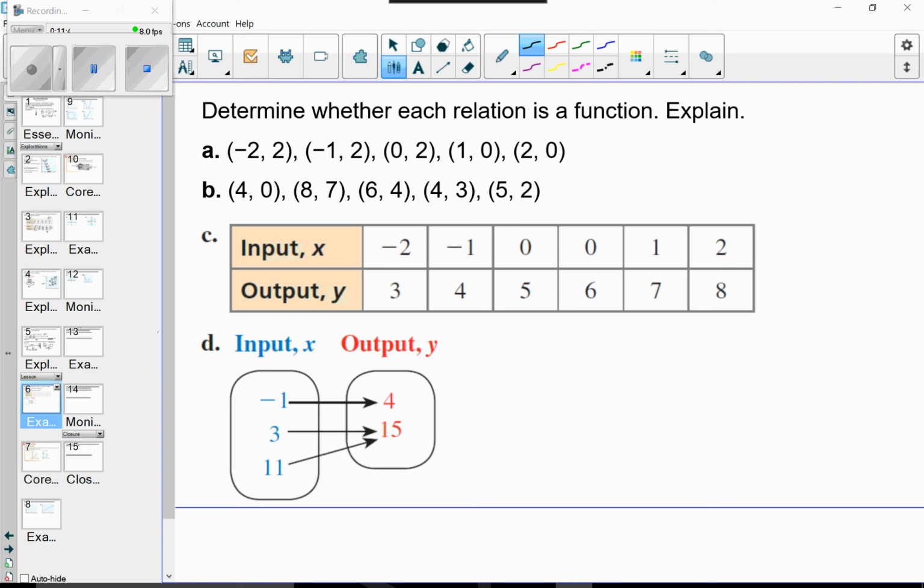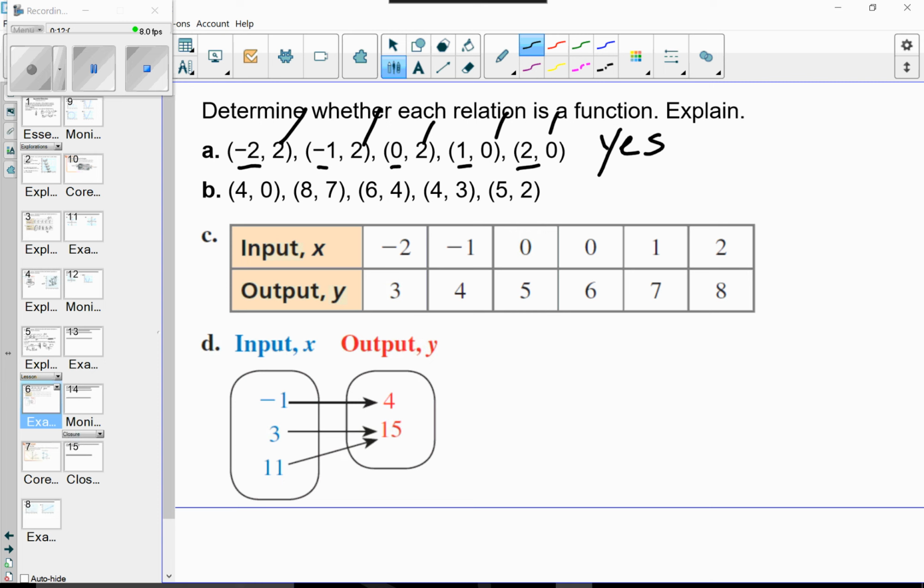Hopefully for letter A here, you realize this is a function. -2, -1, 0, 1, and 2. Those are all unique different x values. So there's going to be no repeats in x. So it doesn't matter that the y values have a 2, a 2, a 2, a 0, and a 0. That part doesn't matter. It's the fact that every x has one y, and that's why it's yes.